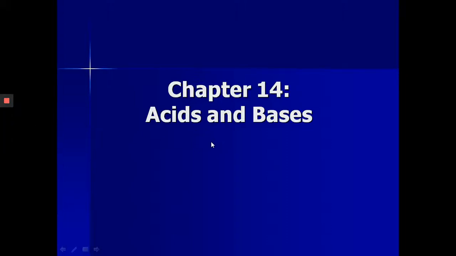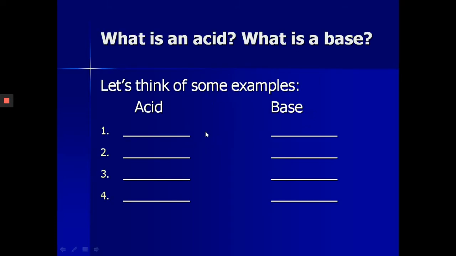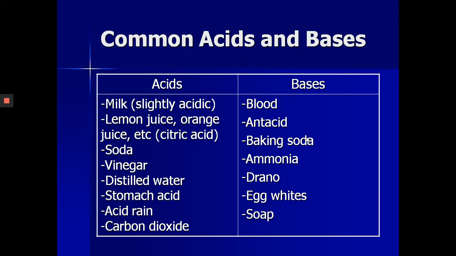Today I am going to cover Chapter 14, Acids and Bases. First of all, I want to think about some examples of acids and bases around us. There are many substances around us that are acidic or basic, so just think about a few examples. These are some of the examples I can provide to you. So take a look at these, and as you can tell, there are many common acids and bases around our everyday life.